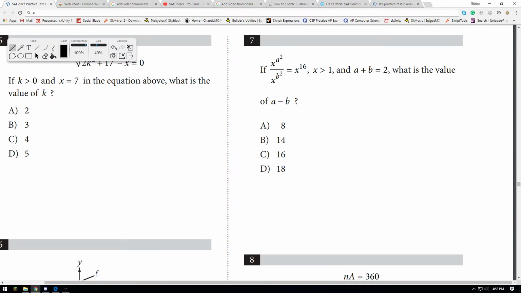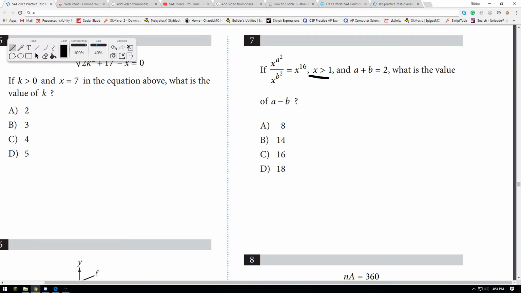If x to the a squared over x to the b squared is equal to x to the 16th, where x is greater than 1 and a plus b is equal to 2, what is the value of a minus b? Whoa, that's a lot of stuff going on. We've got exponents raised to exponents raised to exponents. Let's break it down before we even start diving into this problem.